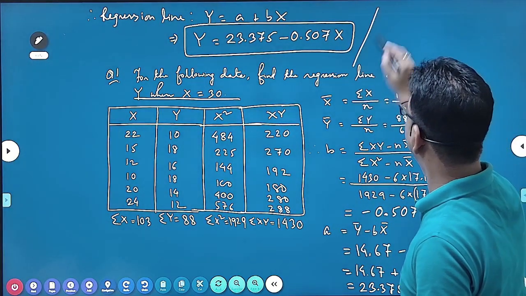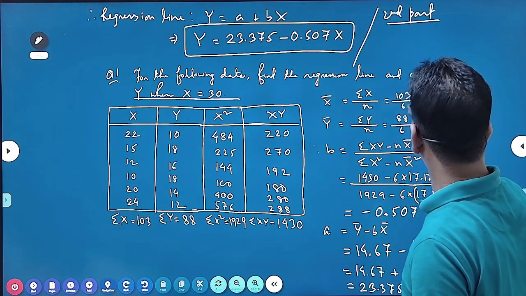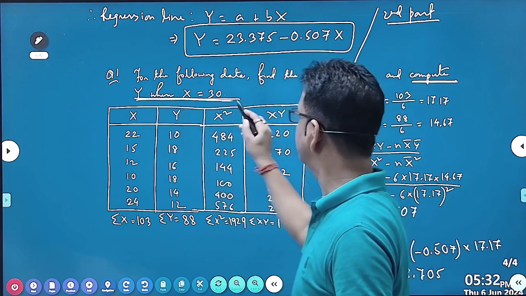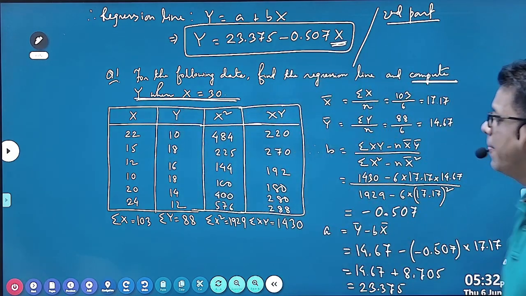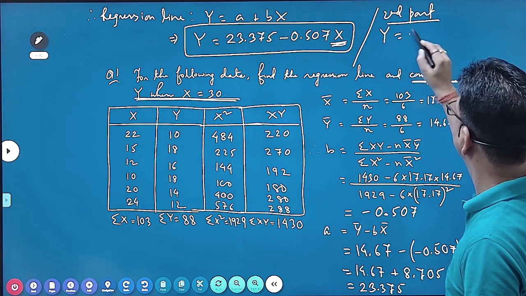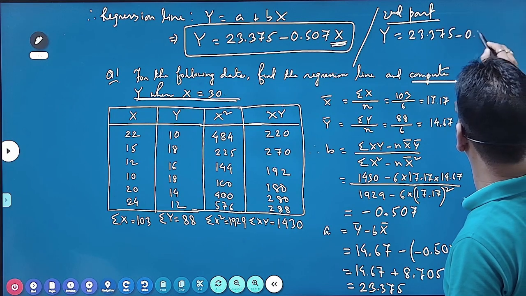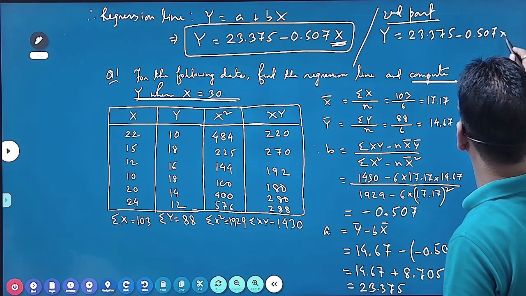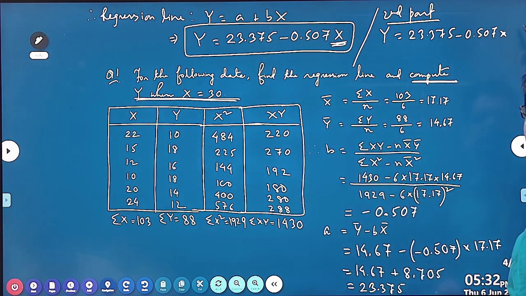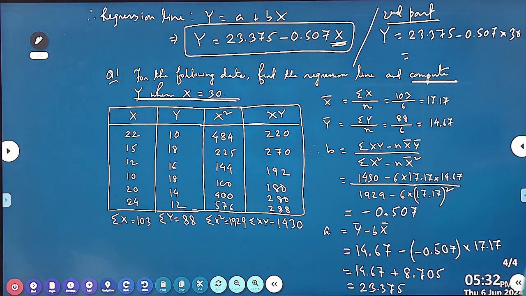So the second part means this one. Compute y when x equal to 30. So just this x you replace by 30. So do it yourself. It will be y is equal to 23.375 minus 0.507 to be multiplied by the value of x, which is 30, and that calculation only is required to do. So this is the first topic, getting regression line directly.